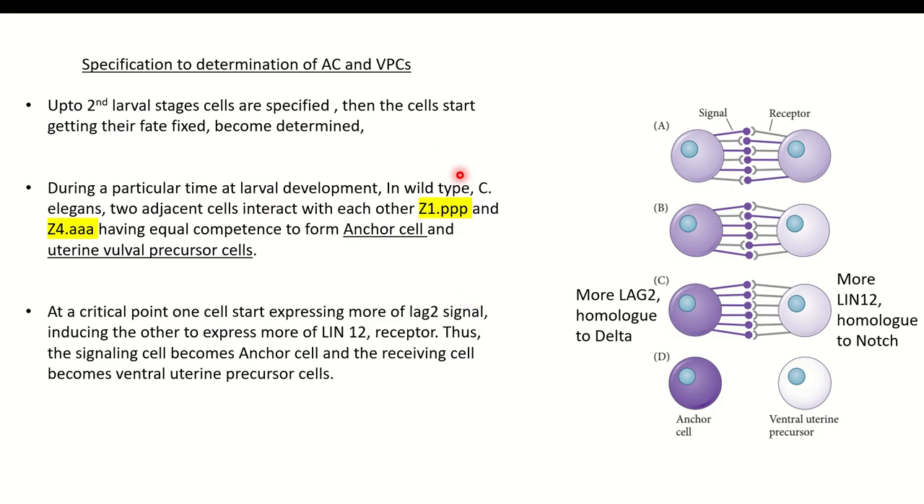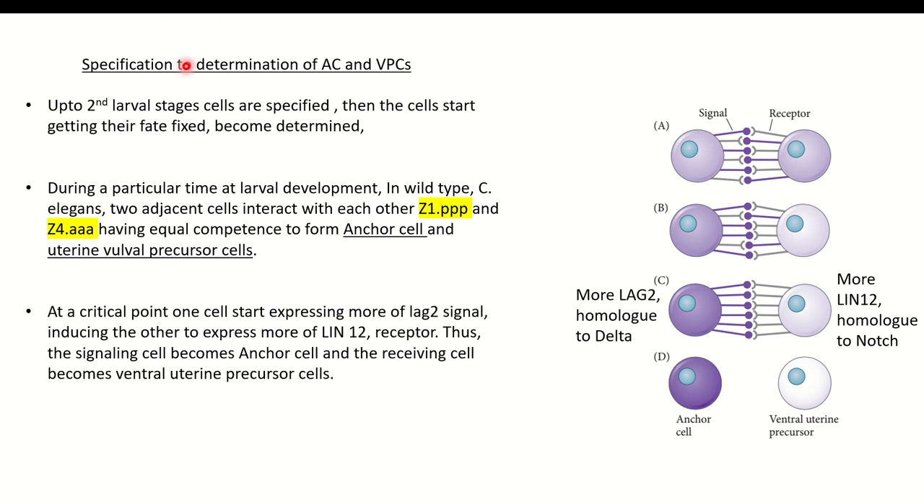And here the question comes from where these anchor cell and vulval precursor cells develop. So their developmental biology is all about one concept: inductance and competence. Some cells induce, some have the competence to receive that signaling, and specification and determination is another concept. At a particular stage, some cells express their mRNA and become determined towards a fate, that we have to form anchor cell. It will form uterine vulval precursor cell.